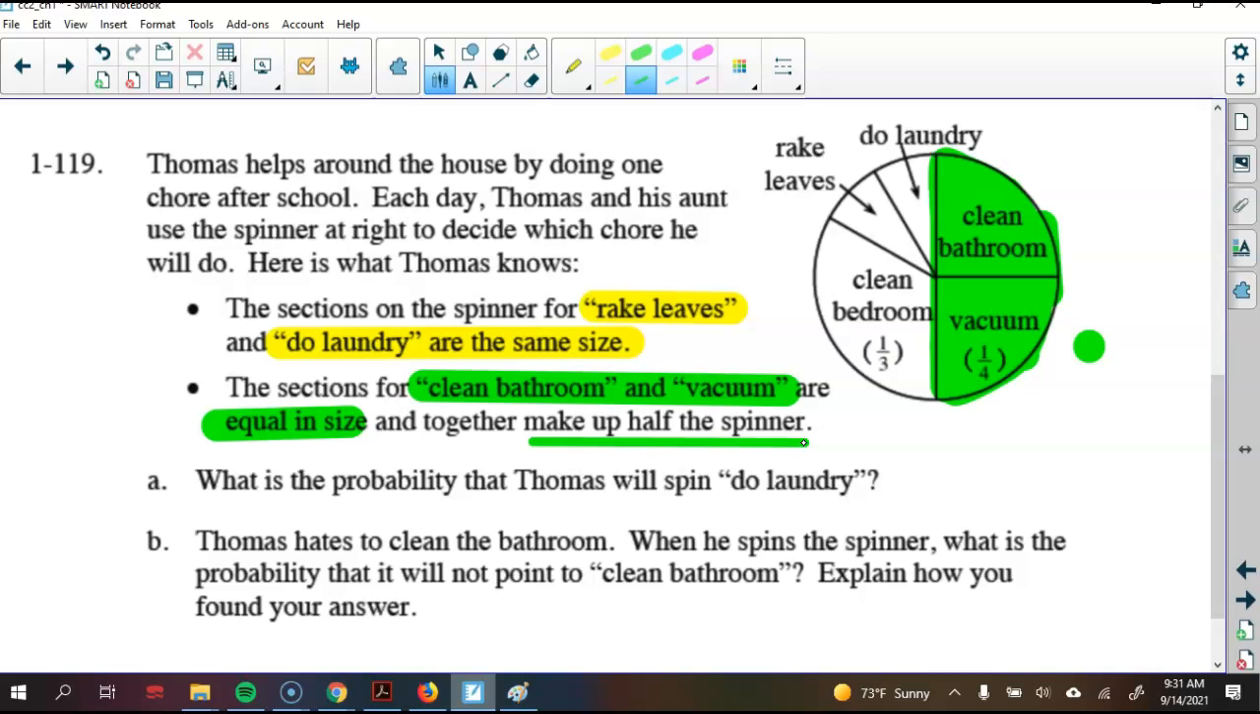Ooh, you want percents? I thought we were doing all fractions. Let's forget percent. Give me it in fraction form. I would at least write what Lewa has written. So clean bathroom, what fraction? Ooh, 1/4, because they said it's equal. So this top one is not 25%. I would erase that. The clean bathroom one up here they say is equal size to vacuum. And since they tell us vacuum is 1/4, clean bathroom would also be 1/4.